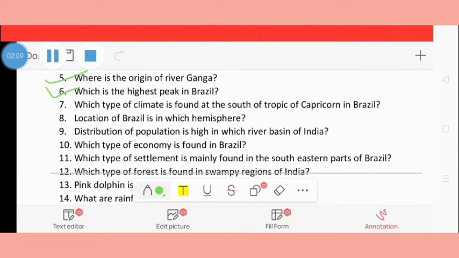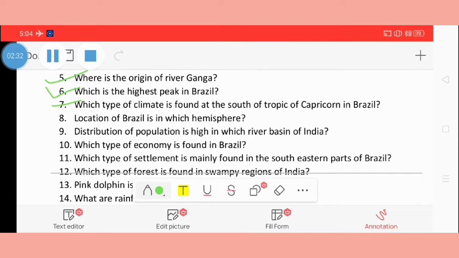Seventh question. Which type of climate is found at the south of Tropic of Capricorn in Brazil? A temperate climate is found at the south of Tropic of Capricorn in Brazil.